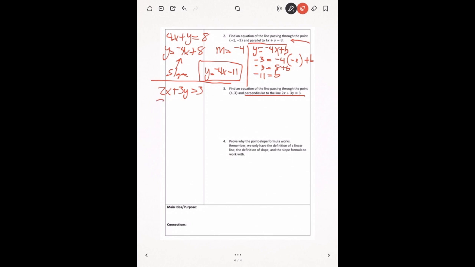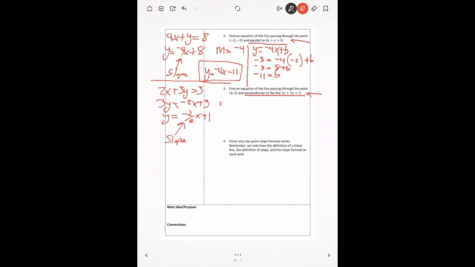So I'm going to subtract 2x from both sides. That becomes a negative 2x plus 3. Divide both sides by 3, I get y equals negative 2/3 x plus 1. This is the slope-intercept form of that equation. We just rewrote it in y equals mx plus b, so the slope is right here. This is the slope of that line.